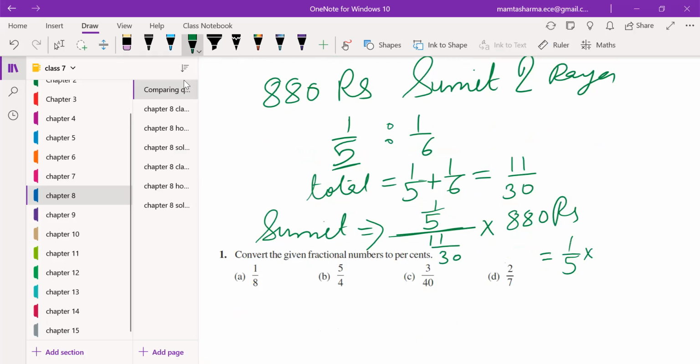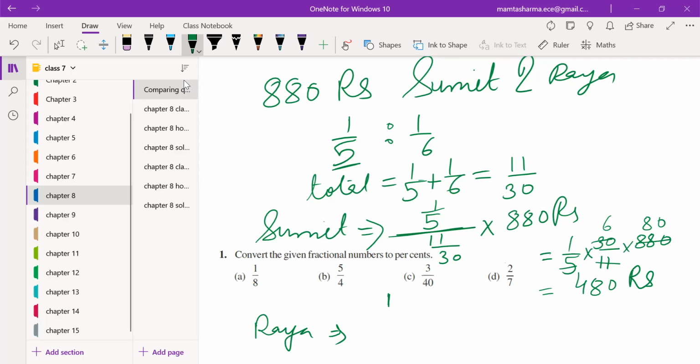You can solve it: 1/5 into 30/11. Convert this division to multiplication, reverse the digits. 5 into 5 is 880, so you will get 80. 5 sixes are 30. 80 into 6 is equal to 480. 480 rupees for Sumit. And for Raya, 880 minus 480, which is 400. So is this correct?